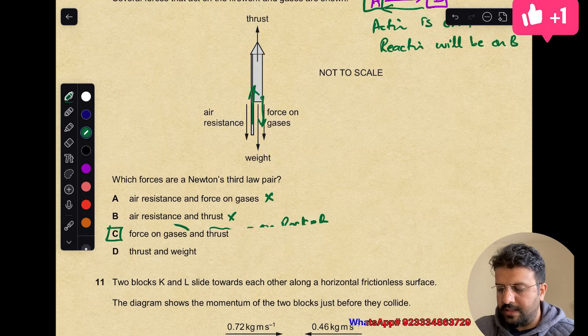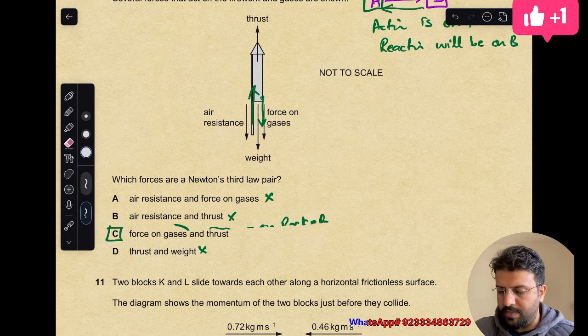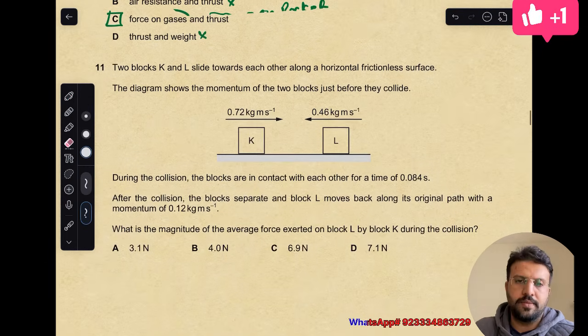Why is D not correct? Thrust and the weight. You know, thrust is between the gas and the rocket, and weight is between the earth and the rocket. So there are three objects involved in this option: rocket, gas and the earth. So this will not be the option. Okay.